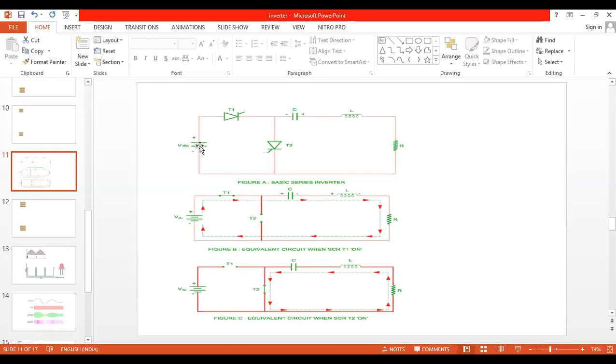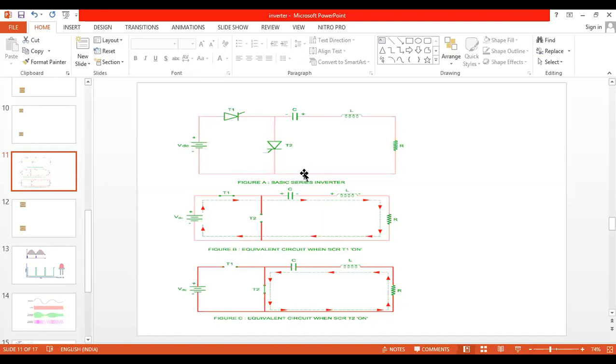Right. So the series inverter, why the name series inverter? Because the commutating components, inductor and capacitor, are connected in series with the load. You can see here capacitor and inductor are connected in series with the load. So why do we place the capacitor and inductor? They are called commutating components. And in order to generate the sine wave, the series inverter generates the sine wave.